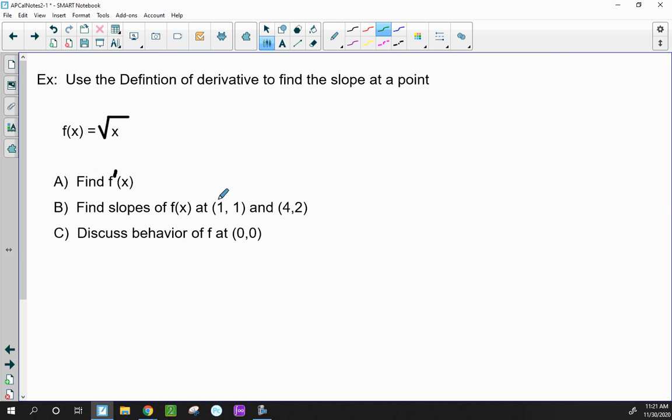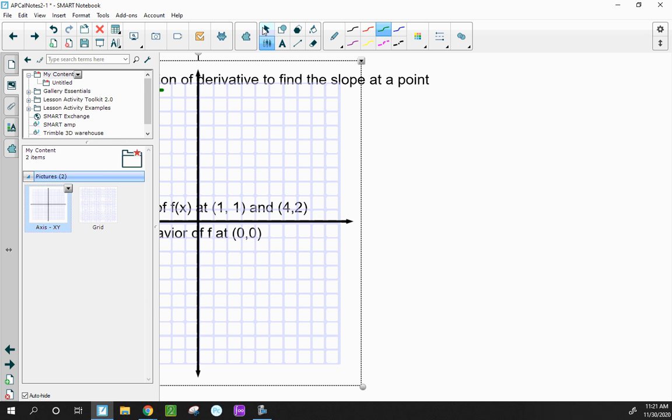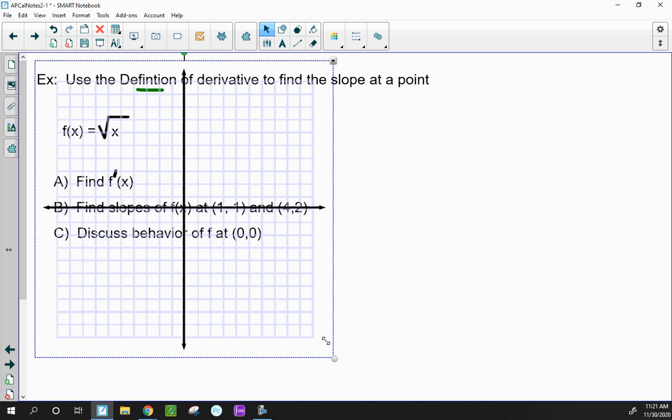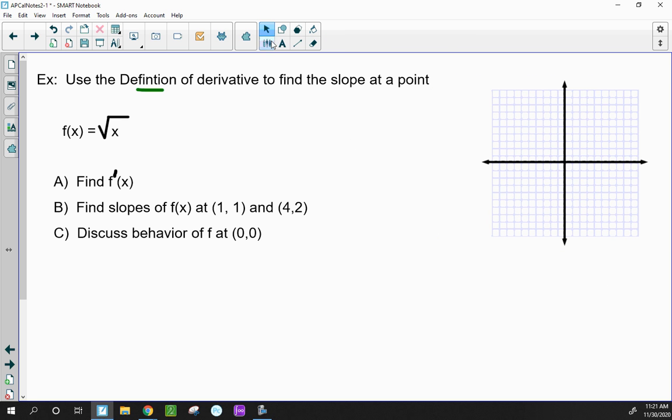Okay, let's use the definition of the derivative to find the slope at a point if we're going to just use the square root function. Sorry about the typo there. Let me do this so you can see it graphically. We are looking at the graph, and we know what it looks like.